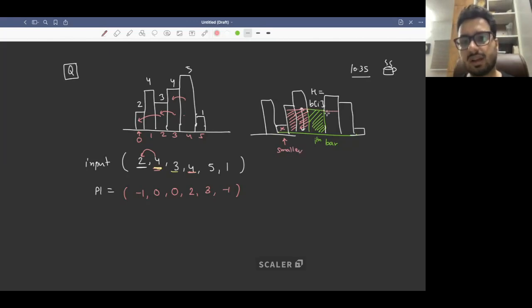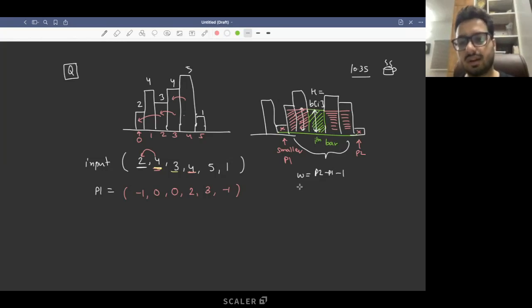Same goes here. Can I expand here? Yes. Can I expand here? Yes. Can I expand here? No. So what I'm storing is P1 gives me this bar, P2 gives me this bar for any ith bar. And the number of bars in between is nothing but P2 minus P1 minus 1. That gives me the width of the rectangle. And how do I get the height? The height of the current bar, which is b of i. So I calculate the largest rectangle I can form at every bar, and I take the maximum of all the rectangles.